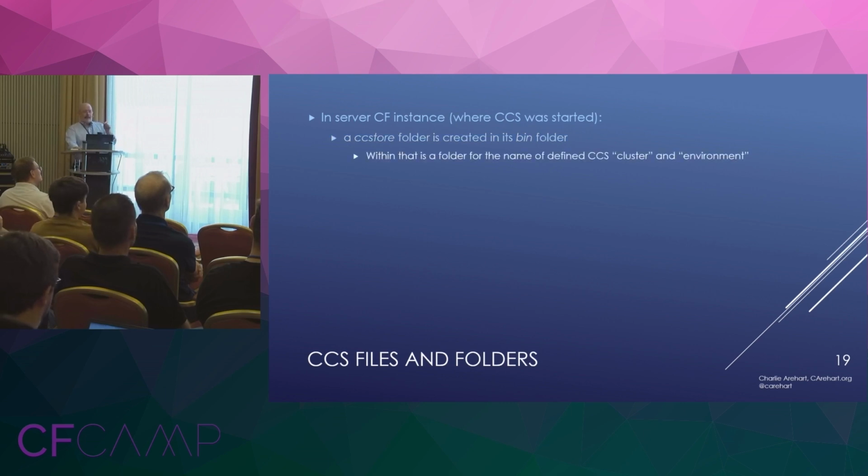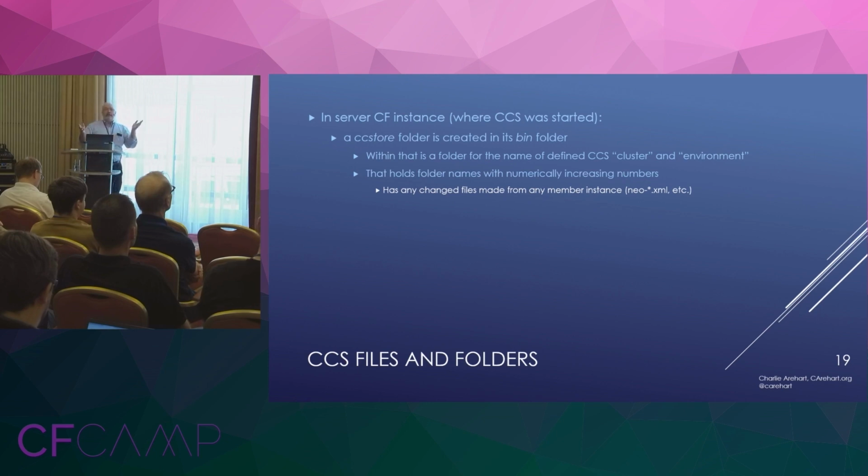And in that folder, they'll create a folder that defines the cluster and the environment. And then in that, it'll have folder names with increasing numbers, and each increasing number holds the changes that were made for that particular change. Any Neo XML file that was changed, they'll literally have a copy of the Neo XML file that was, and then the change. And they even have a JSON file that specifically tracks what was changed in that file. It's called changes.txt, which is kind of too bad because you wouldn't think that was a JSON file. But anyway, it is, and you could look at that.